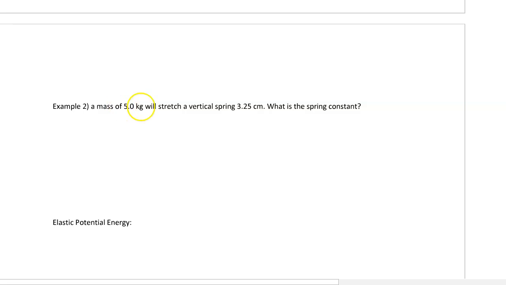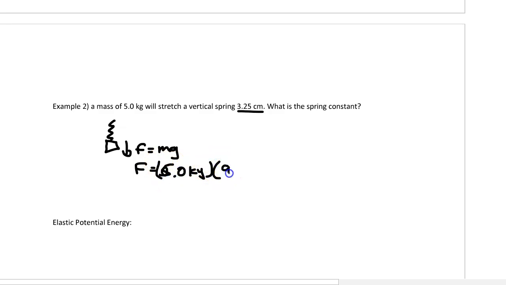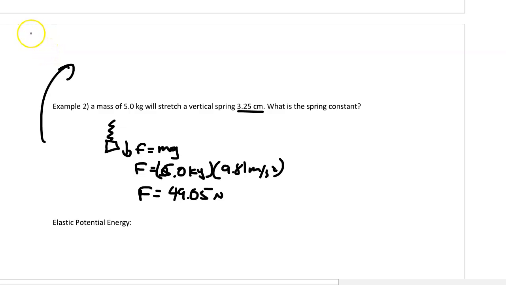Second question: we've got a 5.0 kilogram mass stretching a vertical spring 3.25 centimeters. What is the spring constant? Well, this is vertical, so it's stretching it, so the force here is going to be equal to that of gravity. So we've got 5.0 kilograms multiplied by the acceleration due to gravity, 9.81 meters per second squared, which gets us a force of 49.05 newtons.